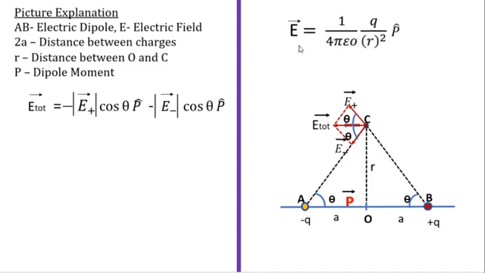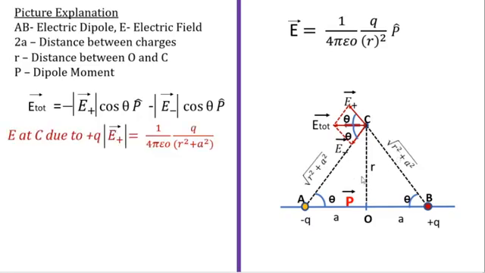The value for E is 1 by 4 pi epsilon 0 Q by R square. We know it, right? And unit vector of P. E at C due to plus Q will be E plus, and the magnitude of E plus will be 1 by 4 pi epsilon 0 Q by R square plus A square. Why do we write R square plus A square?